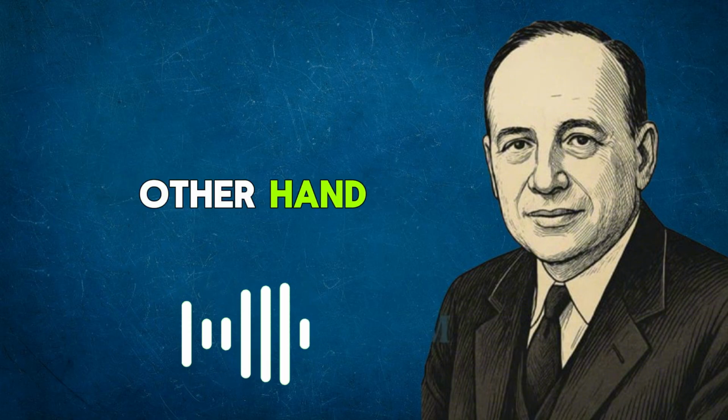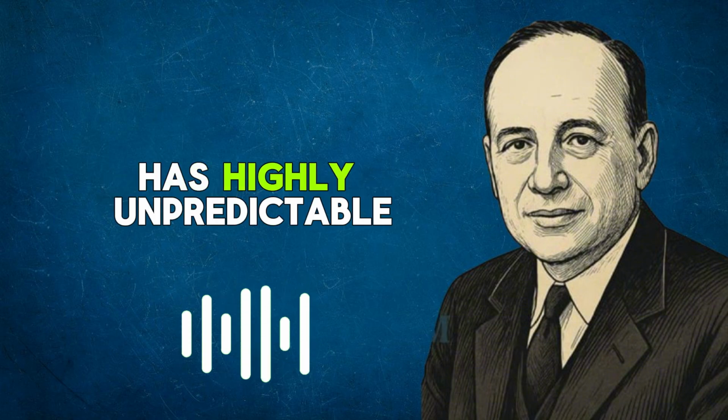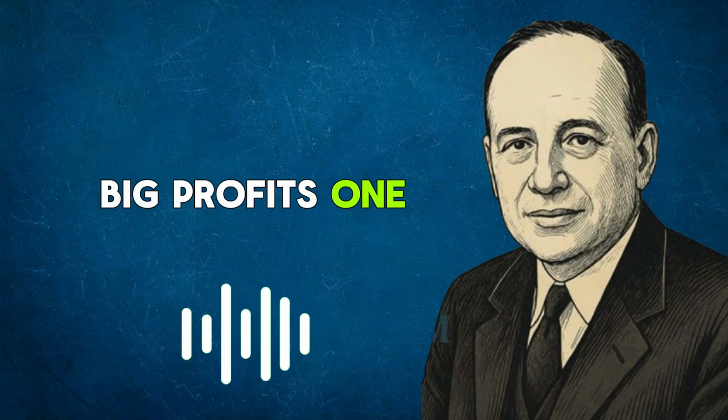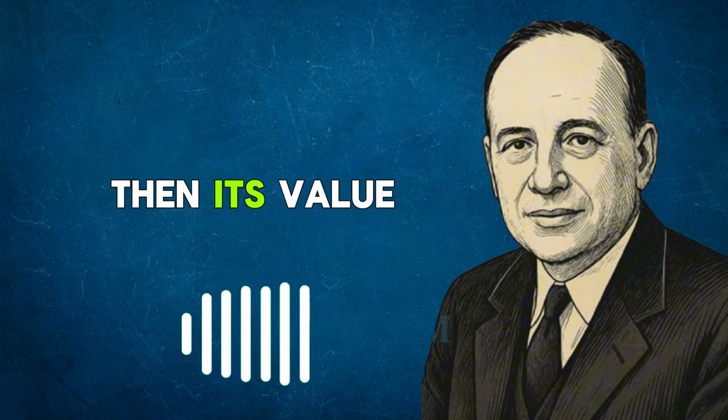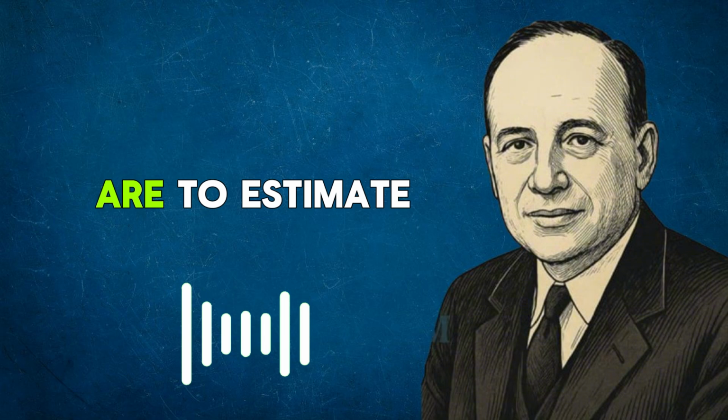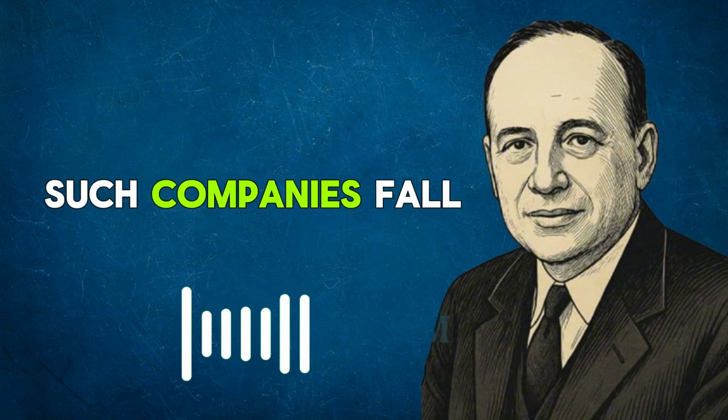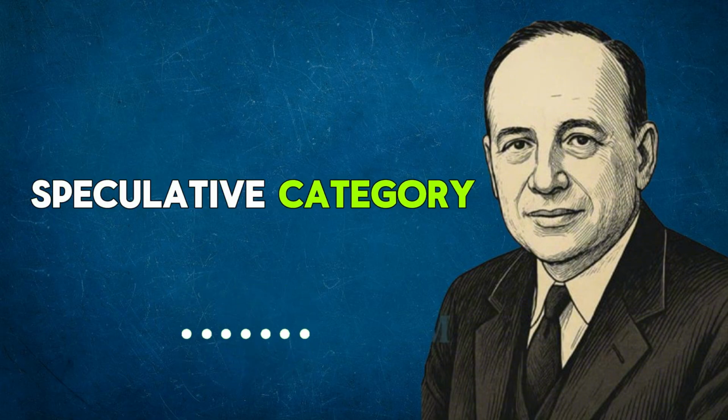On the other hand, if a company has highly unpredictable earnings, big profits one year and big losses the next, then its value becomes much harder to estimate. Such companies fall more into the speculative category.